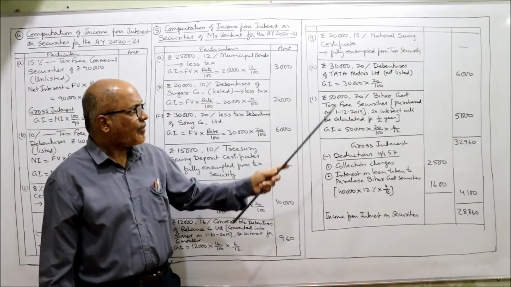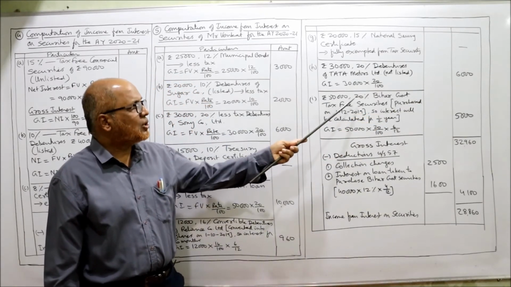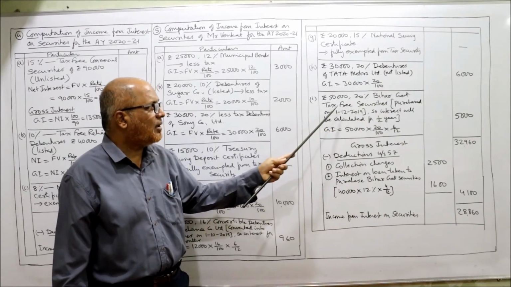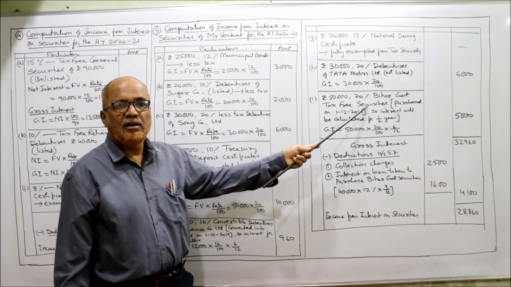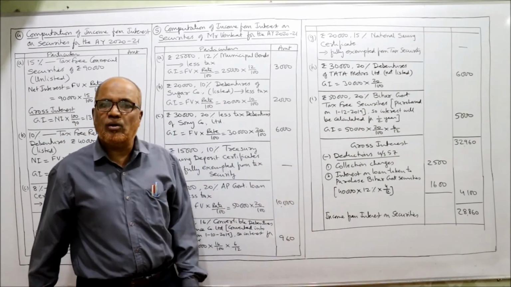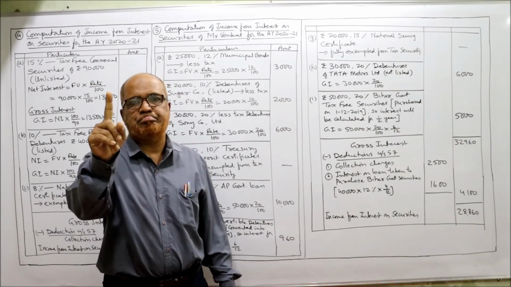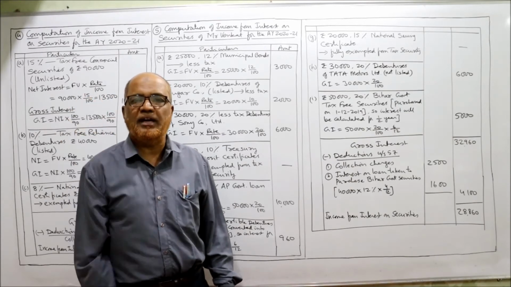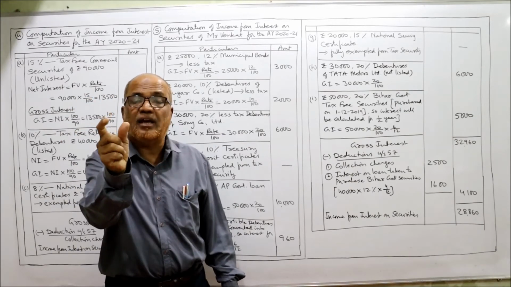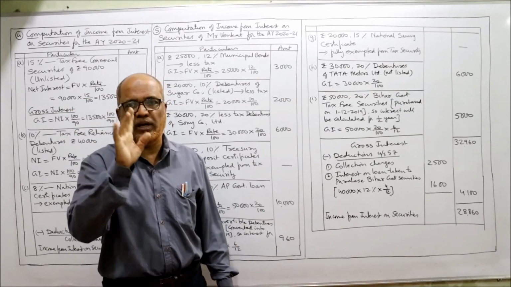Next one. Rupees 50,000, 20% Bihar government tax-free security. It is a tax-free government security. When it is a tax-free government security, only one step: GI is equal to face value into rate by 100.